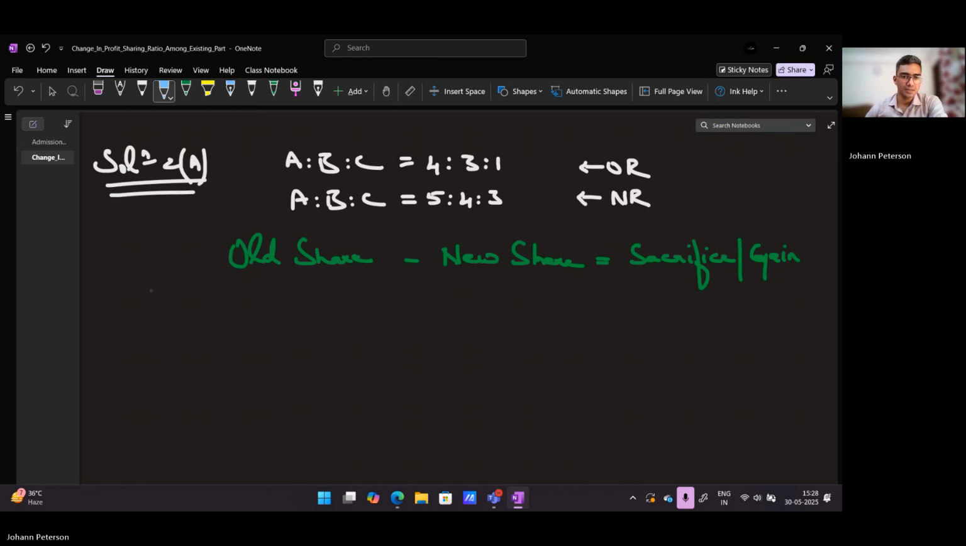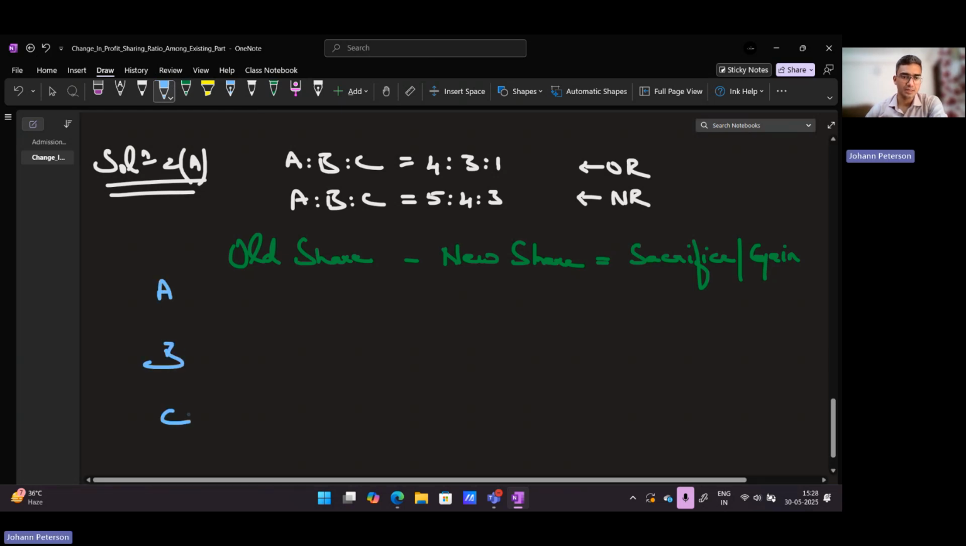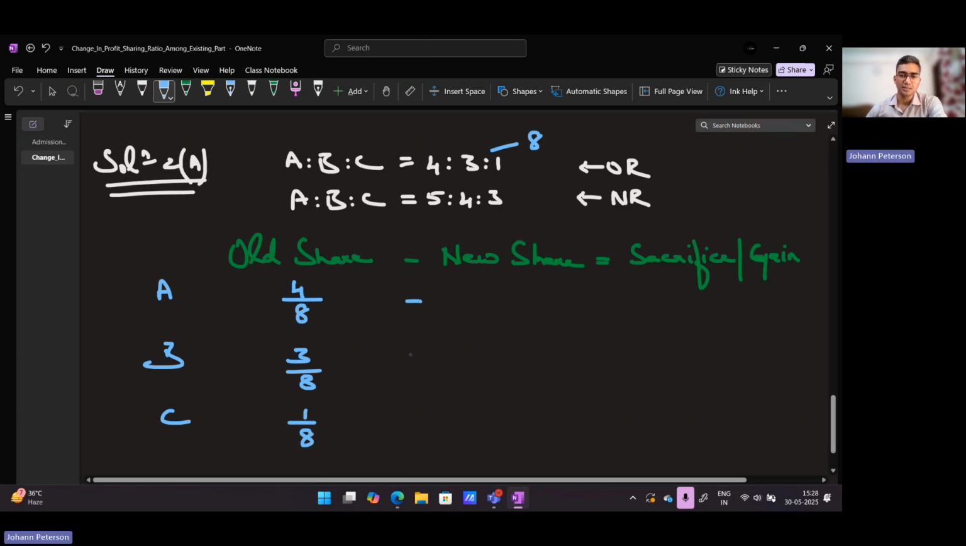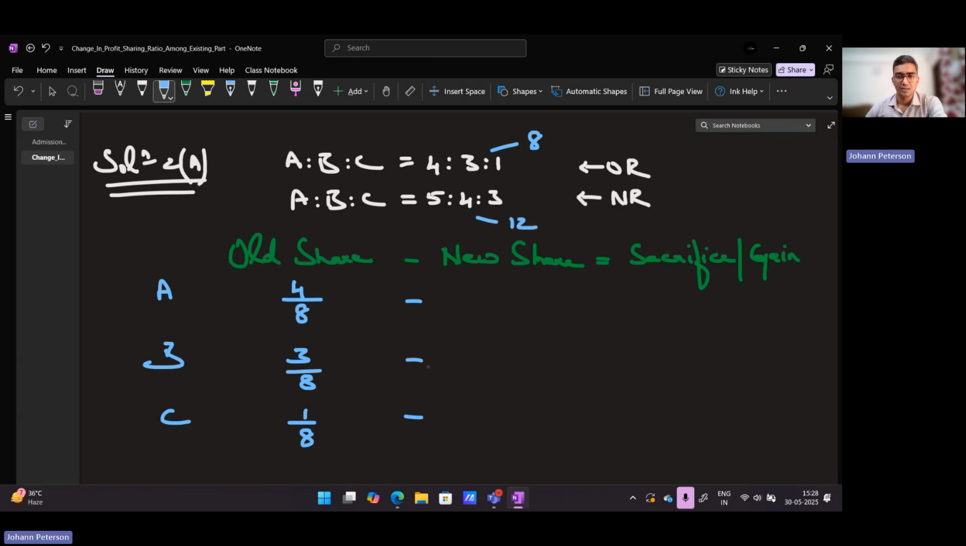So we have three of them. So A, B, and C. So for A, what is his share? His share is out of the total. The total over here is 4 plus 3 plus 1, which is 8. So out of 8, A has 4 parts. You can understand it in that way. So 4 upon 8. Out of 8, B has 3 upon 8. Out of 8, C has 1 upon 8. Minus the new share. Now this total is 5 plus 4, 9 plus 3, 12. So out of 12, A has 5 upon 12. Out of that, B has 4 upon 12 and C has 3 upon 12.